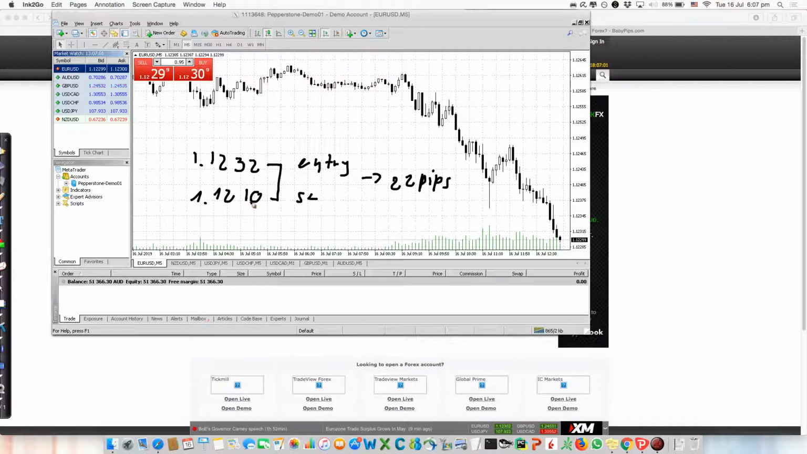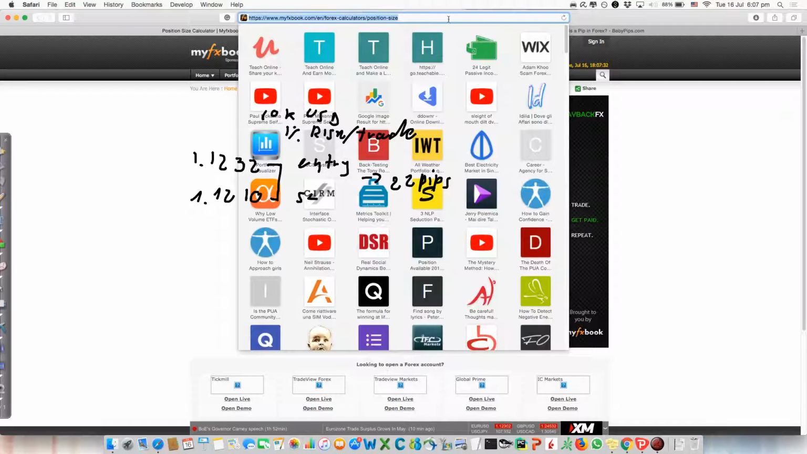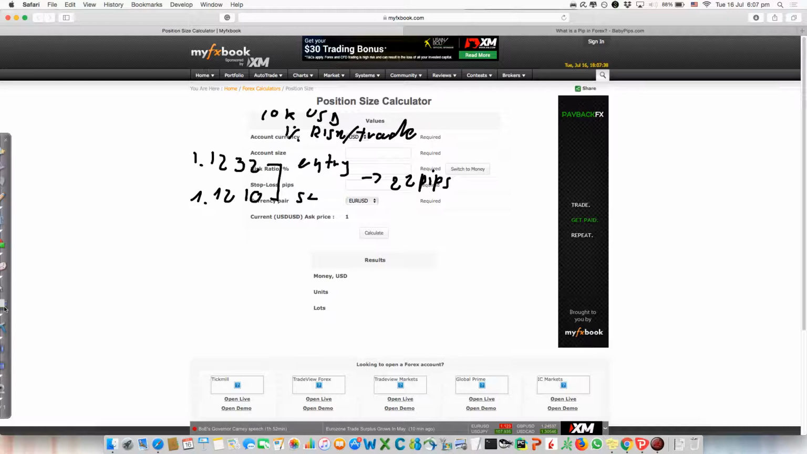Now in this situation, suppose you have an account of 10k US dollar and you want to risk 1% per trade. The question is, how many lots do I have to buy to have this risk? Okay? And the easiest way to do that is to use a free tool online that I want to share with you now. This tool is this. I will give you the link in the description, but basically what we do is very easy. So let's cancel this.